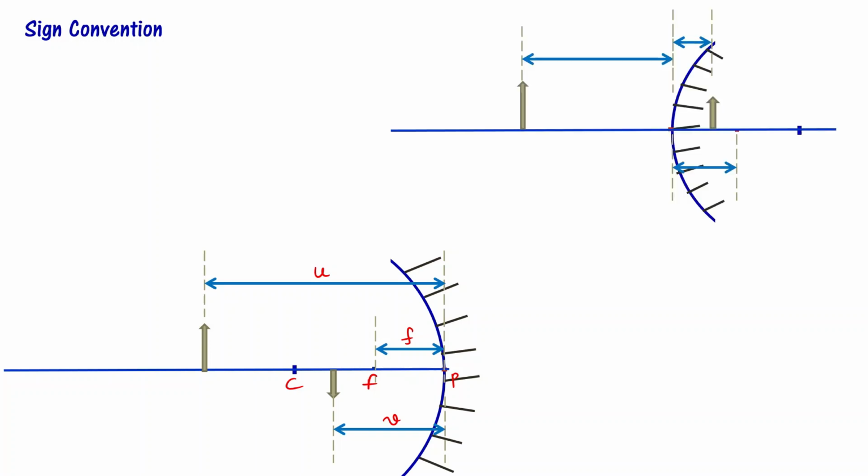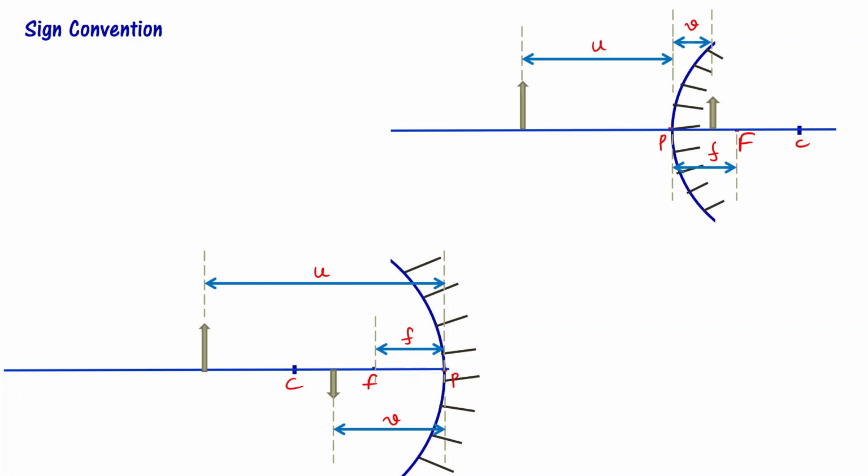Now let's look at convex mirror. In the convex mirror, you have pole, focus, and center of curvature. The distance between pole and focus is denoted using small f, right? The distance between pole and the object is denoted using u, and the distance between pole and the image is denoted using v, right?